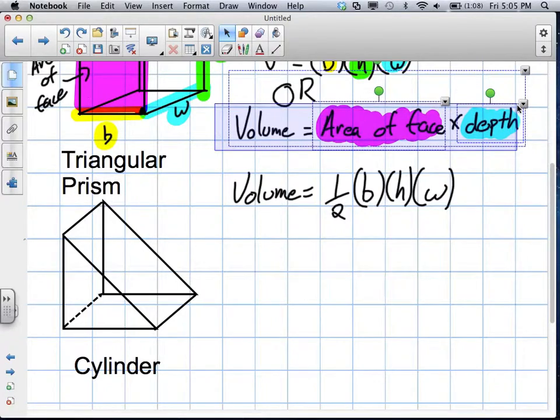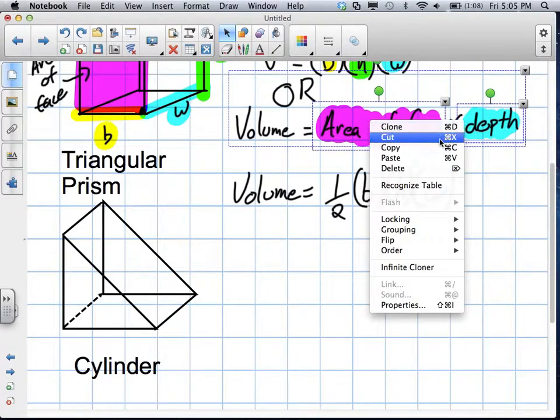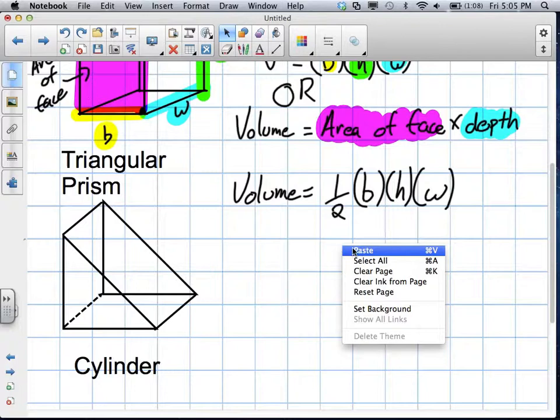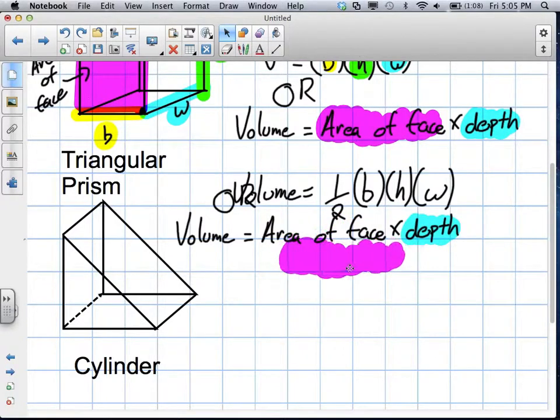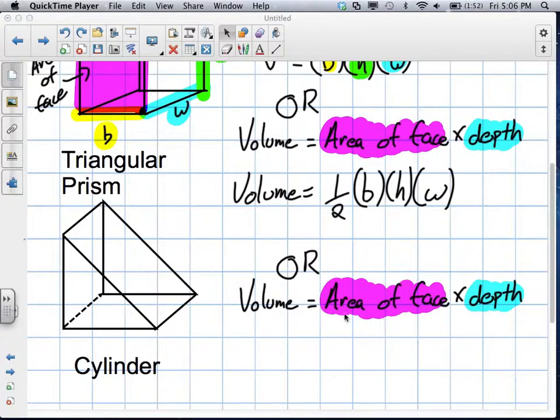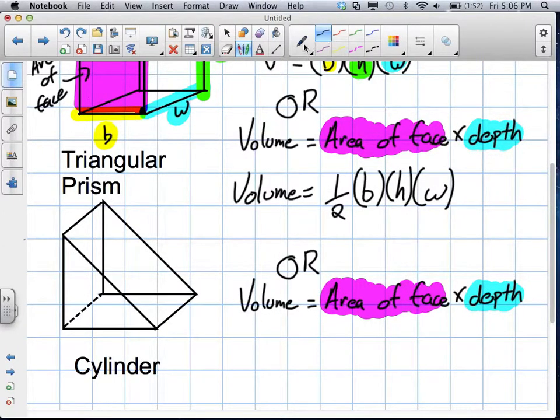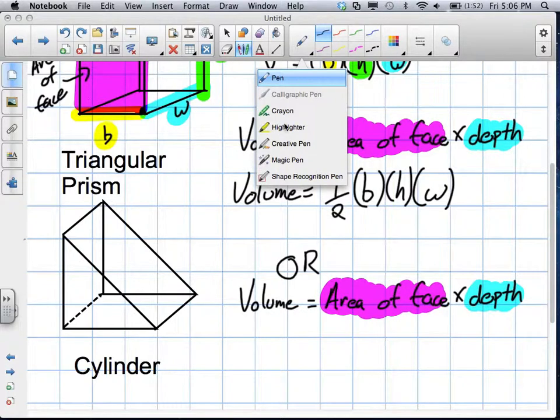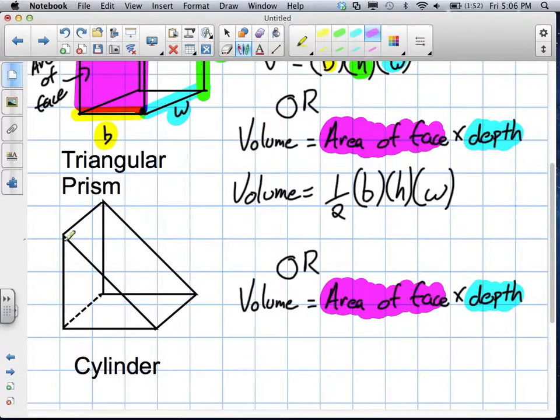Volume is the area of the face times the depth. And what we mean by that is, what would the face of a triangular prism be? What shape would be the face? Exactly, the triangle will be the face. So we're going to just highlight the triangle here. Okay, so here's our triangle. This is the face.